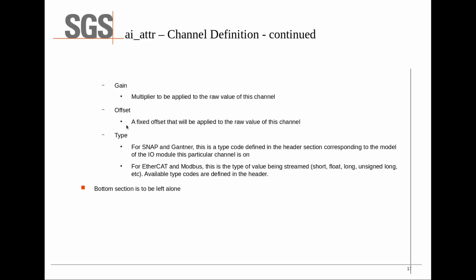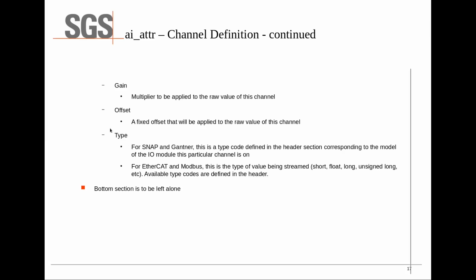Moving on, we've got gain and offset. These are typical terms you've probably heard, but the gain is going to be a multiplier to the raw value, and then the offset is going to be an offset that you can apply to the raw input. So if you want to offset so that instead of it being 0 to 10, it's 1 to 11, then you can put in a fixed offset of 1.